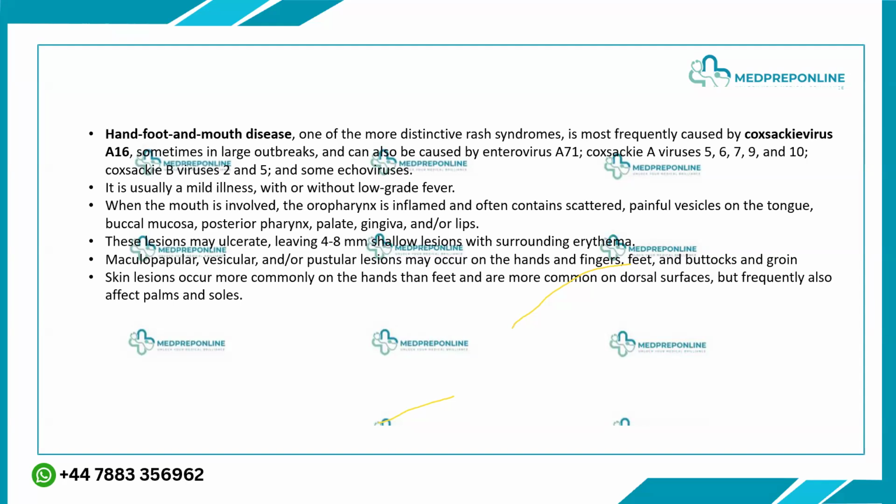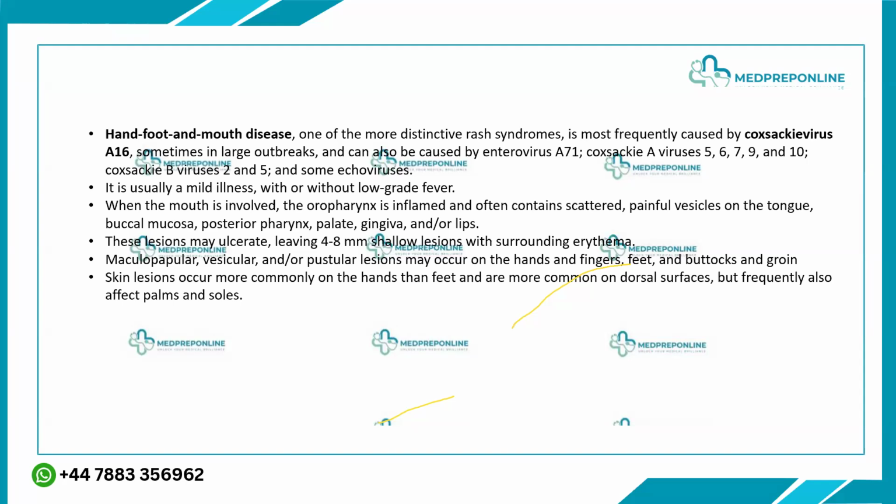So अक्सर जो rash होते हैं जो skin पे आते हैं, उसी तरह की similar lesions mucosae पे भी आती हैं. So these lesions may ulcerate, leaving 4 to 8 mm shallow lesions with surrounding erythema. Maculopapular, vesicular, and/or pustular lesions may occur on the hands and feet. So hands and feet पे basically हर तरह की lesion आ सकती है.